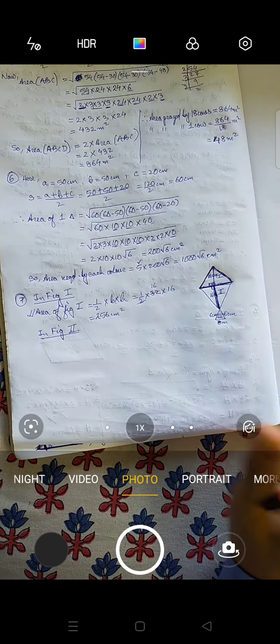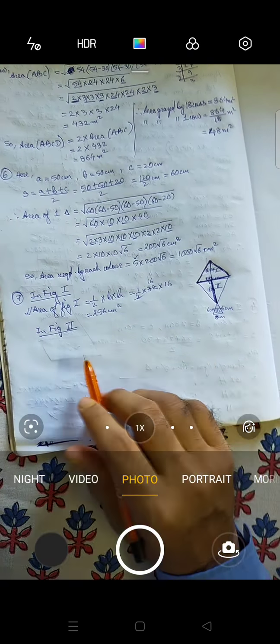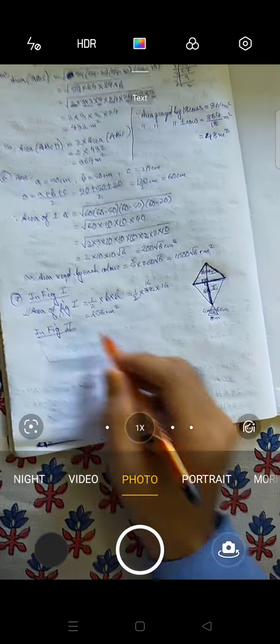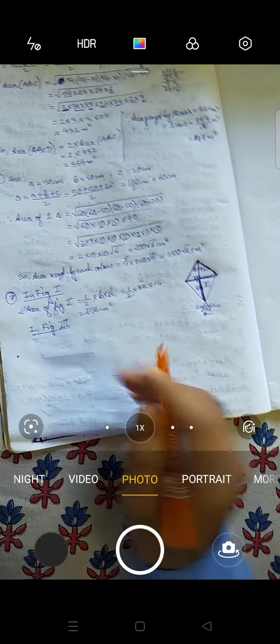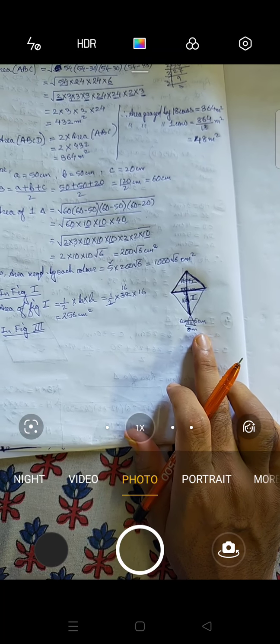You can pause your video and then you can solve. Okay. Now I am moving to figure 2 is over. Now we are moving to figure number 3. So I am writing this one as figure 3. Now you can see figure 3. Figure 3 is looking like a triangle.